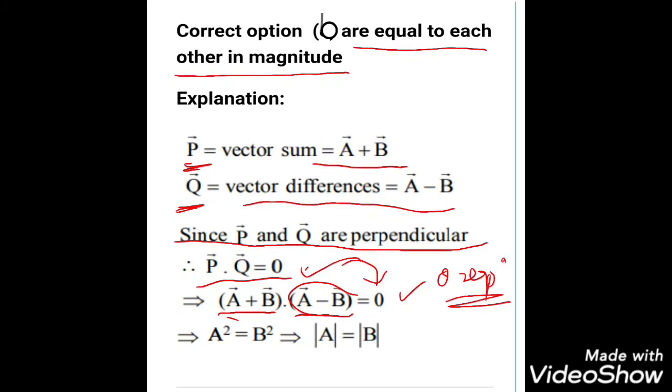If you multiply it out, A square minus B square is equal to 0. So we can write A square is equal to B square. If you take magnitude, mod A is equal to mod B. So from this we can tell they are equal to each other in magnitude.